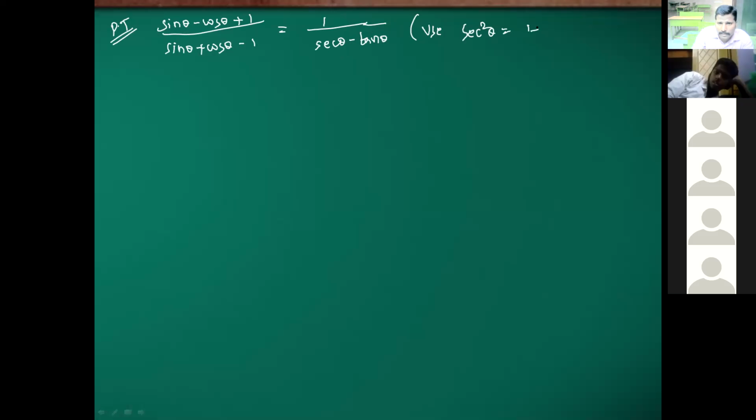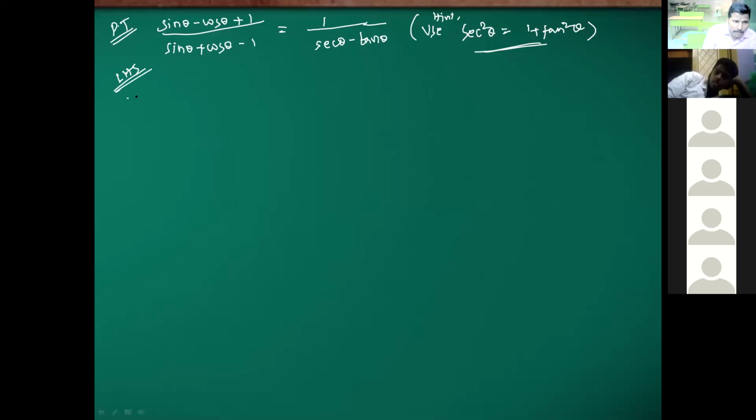That is also one of the very important ones. Prove that, but it's very easy: (sine theta minus cos theta plus 1) divided by (sine theta plus cos theta minus 1) is equal to 1 divided by (secant theta minus tan theta). So this is the thing we need to prove. Okay, children. In the question itself they mentioned to use the identity secant square equals 1 plus tan square. They gave this in the hint, but don't expect this hint in your exam. Understand? You yourself need to think what we have to do.